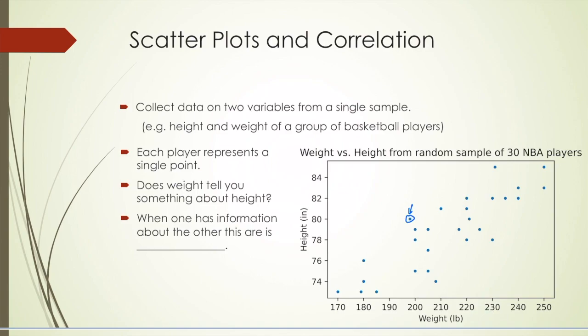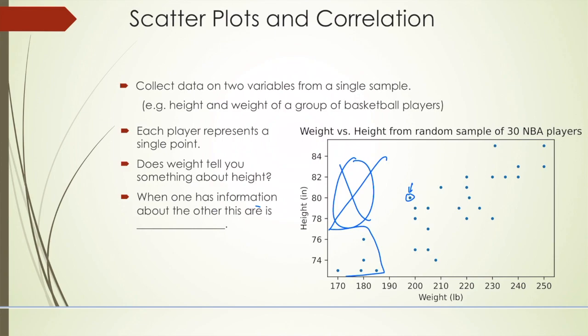Now, the question of correlation is, does the value of the weight tell you anything about what the height is? So if I knew that somebody's weight was maybe 175, does that tell me what their height might be? And I think that it does. This does suggest something. I'm pretty sure their height is not going to be up here. It's not going to be up here. It's probably going to be down here. Well, that's some information.